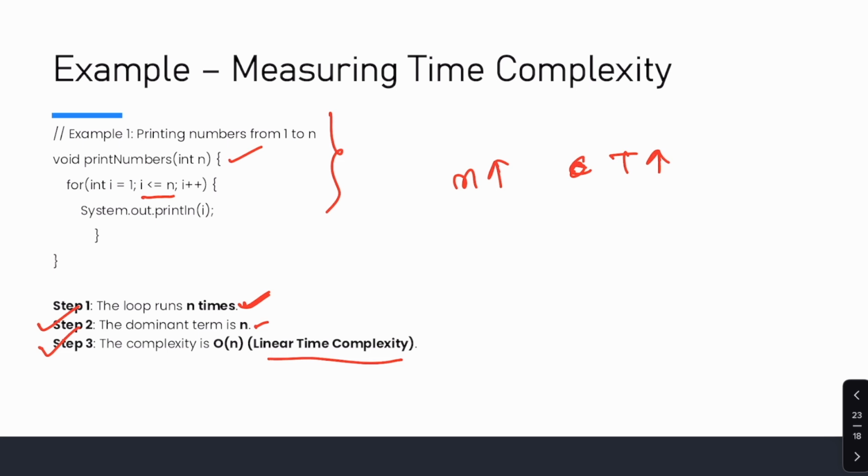So let's analyze a function. The first step: the loop runs n times, for i values from 1 to n. Second step: each iteration takes constant time, that is O of 1.